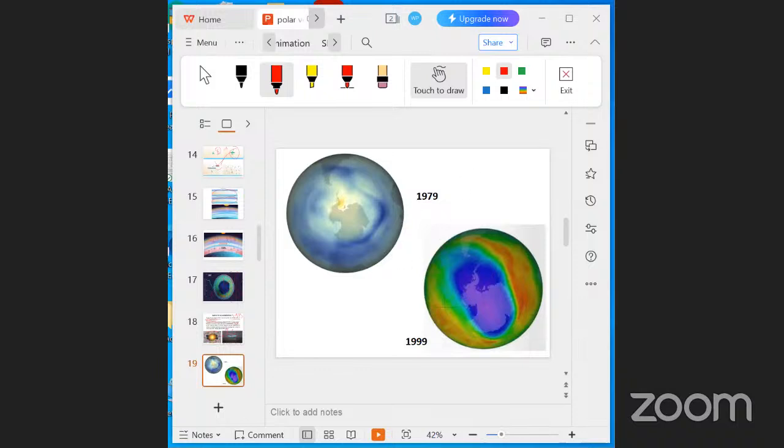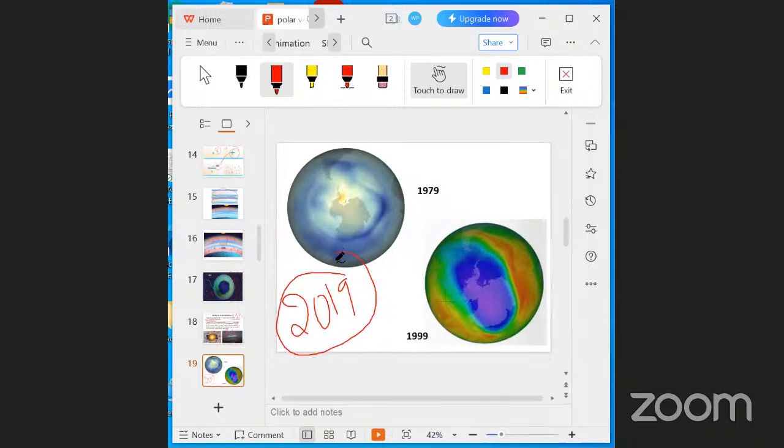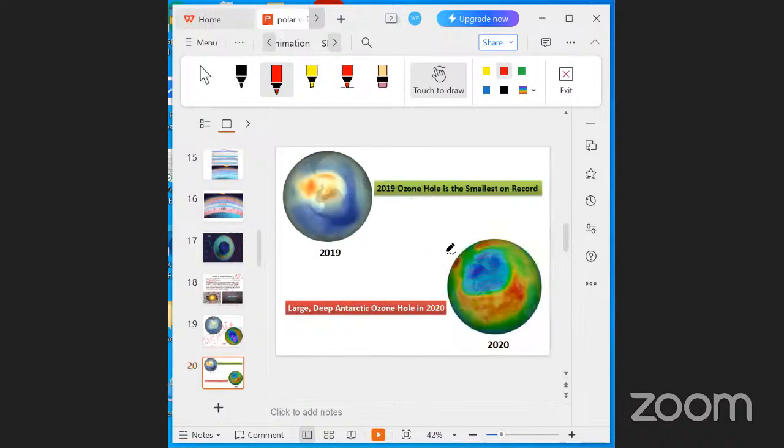Now you see some of the picture variations of the ozone hole. Remember, in 2019 the ozone hole was the smallest on record. The abnormal weather patterns in the upper atmosphere over Antarctica dramatically limited ozone depletion in September and October 2019, resulting in the smallest ozone hole since 1982.